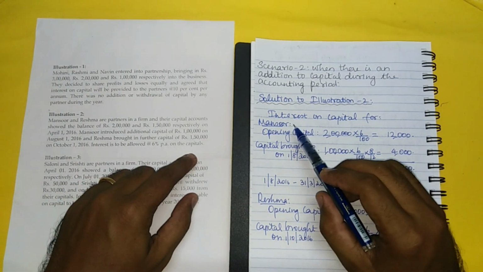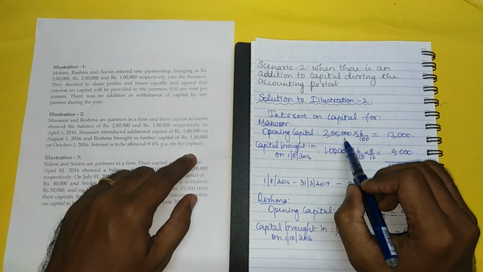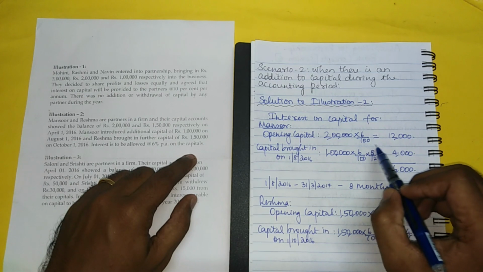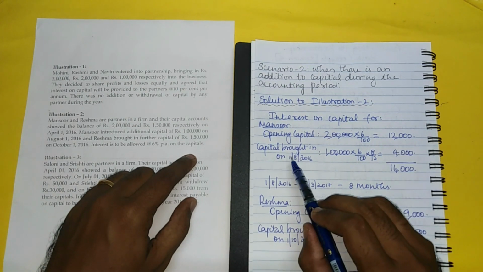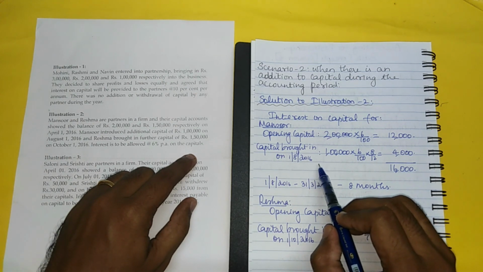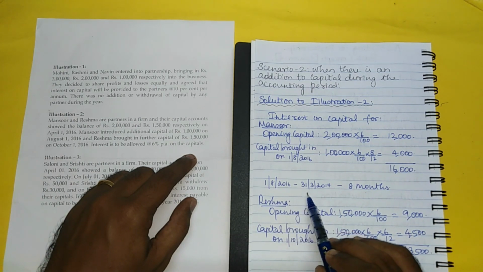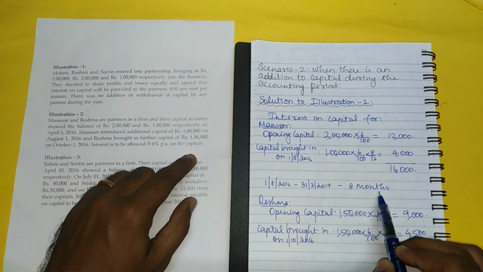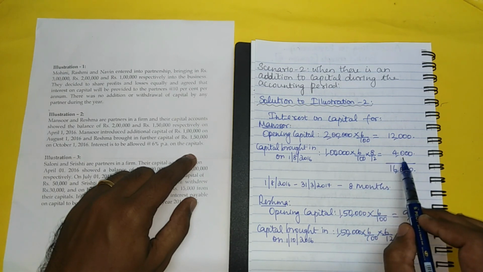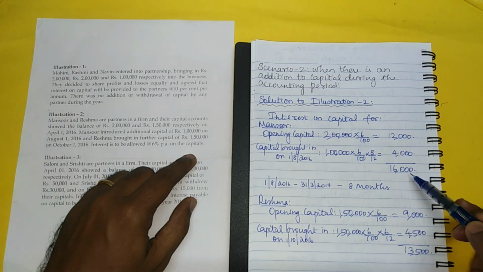Now let us look into the solution for the same. For Mansoor, on opening capital, that is for rupees 2 lakh, we should calculate 6% interest for the whole year. Therefore, 2 lakh into 6 divided by 100, which is equal to rupees 12,000. For the capital brought in on 1st August 2016, we should calculate interest for 8 months only, because the amount has remained in the business from 1st August 2016 to 31st March 2017, that is for 8 months. Therefore, 1 lakh into 6 divided by 100 into 8 by 12, which is rupees 4,000. Therefore, interest on capital for Mansoor is 12,000 plus 4,000, which amounts to rupees 16,000.